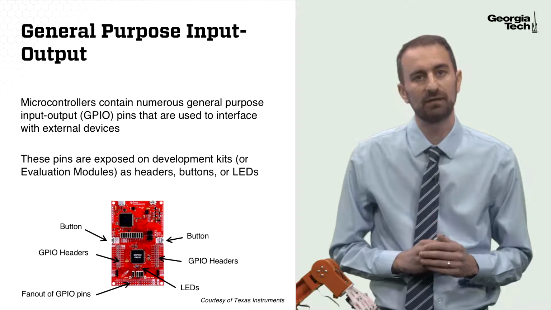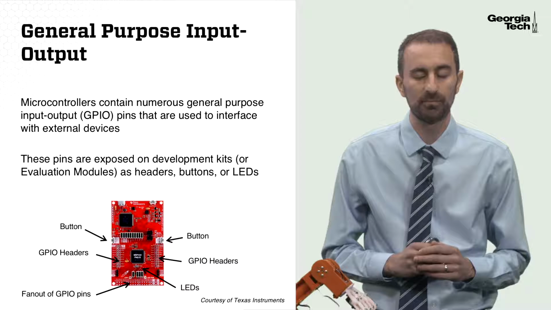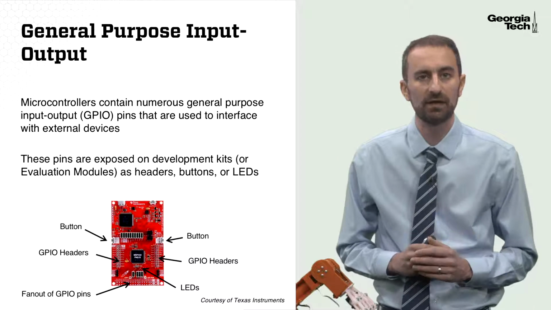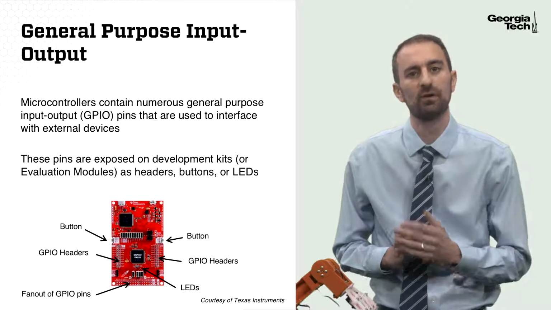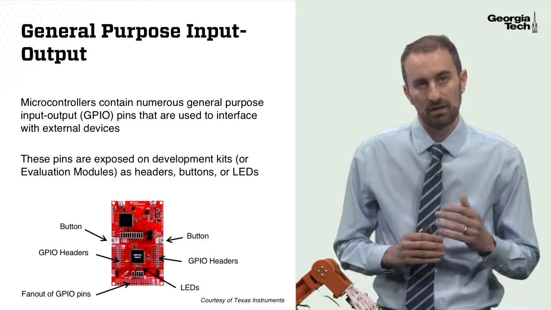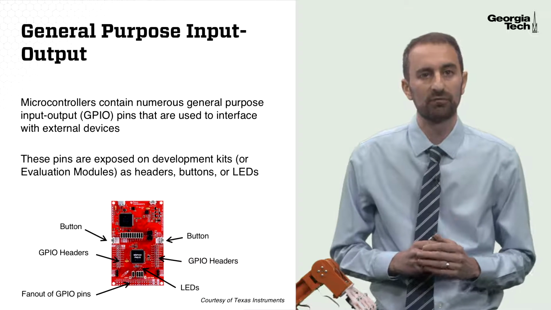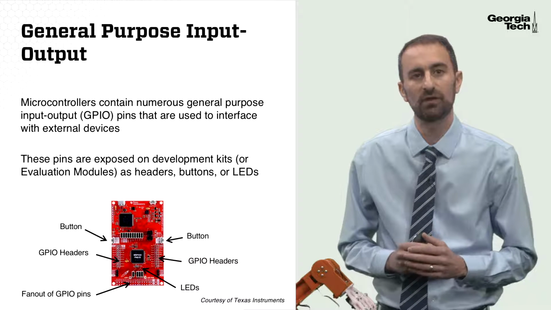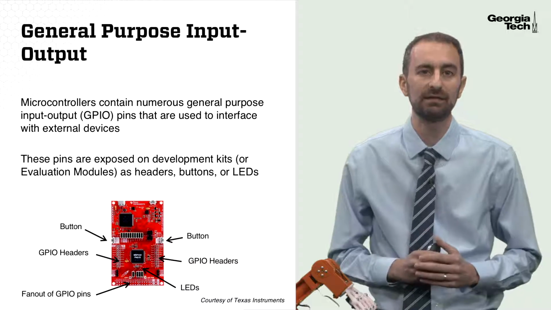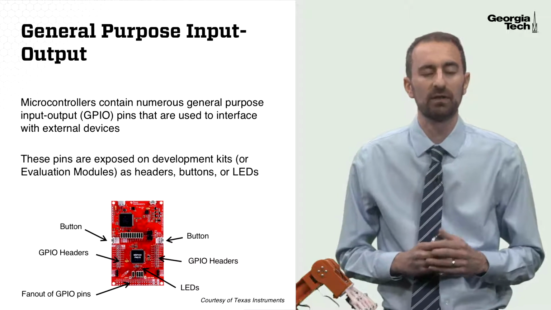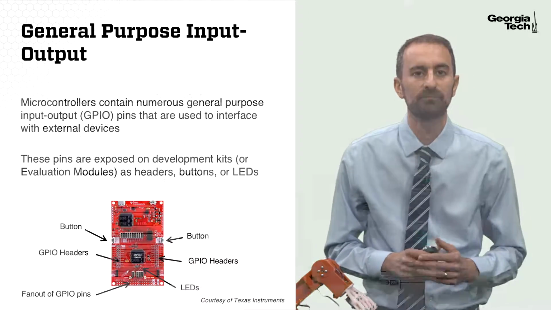Microcontrollers contain general purpose input and output pins. These GPIO pins are used to interface with external devices such as sensors or servos. On development kits or evaluation modules, these pins are exposed as headers, or sometimes they're tied to buttons or LEDs on the evaluation module for prototyping purposes.